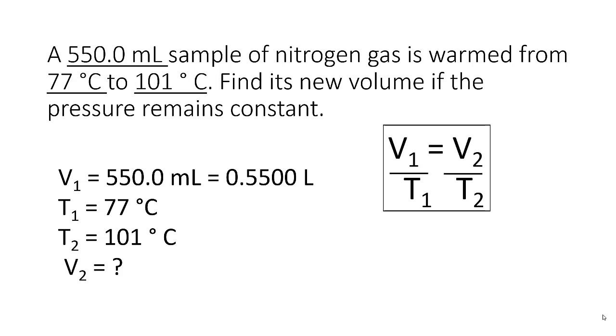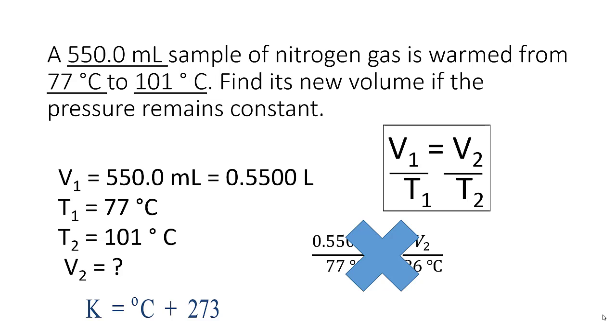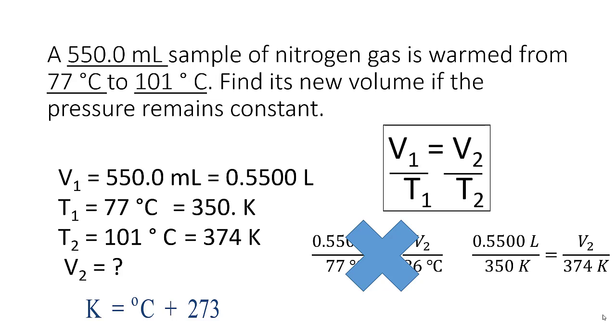So this means that you should have used V over T equals V over T. And then you can just plug in all your variables and solve, right? No, I hope you caught the big problem with that. You can't use degrees Celsius in gas law problems. You have to first convert your temperatures to Kelvin. And Kelvin is degrees Celsius plus 273. Therefore, temperature 1 is 350, temperature 2 is 374. Now you can plug those into this equation and then solve to get a new volume of 0.588 liters.